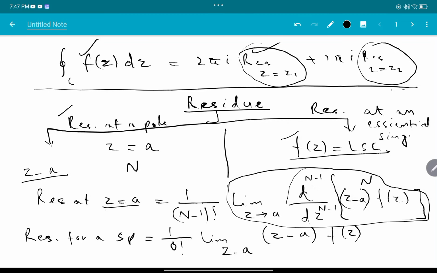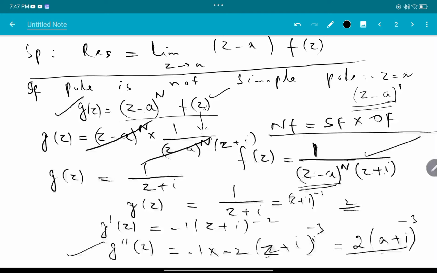You have differentiated this. After cancelling out this factor, you differentiate it. Now you put z equal to a there, and you get this whole value. Then you just multiply by 1 by (n minus 1) factorial. So we will remember, for a simple pole, our formula will be this.